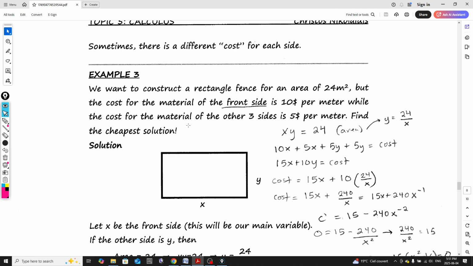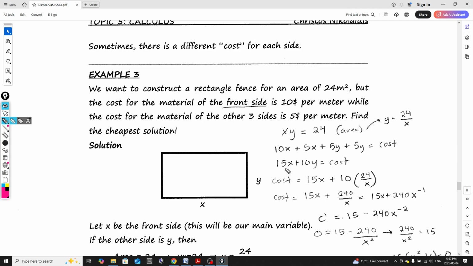Now I know that the front side has a length of x, and it costs $10 per meter. So an expression for the cost of just the front side is 10x. But the remaining 3 sides all cost $5 per meter. That means this side right here costs 5y, this side right here also costs 5y, and this side right here costs 5x. So an expression for the total cost is just the sum of all these costs: 10x for the front side, plus 5y plus 5y plus 5x, which is what I have over here.